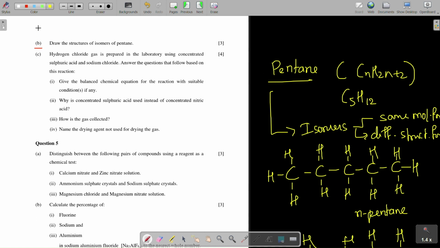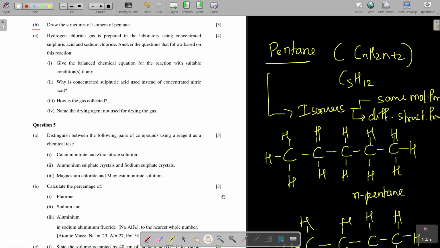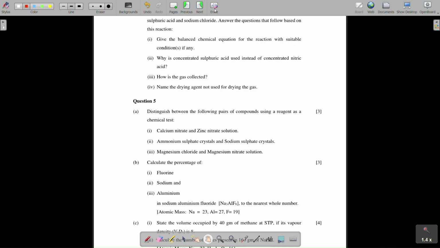Next question. Hydrogen chloride gas is prepared in the laboratory using concentrated sulfuric acid and sodium chloride. Answer the questions that follow based on this reaction. Give the balanced chemical equation for the reaction with suitable condition or conditions, if any. So 4 marks, 4 questions, so every question carries 1 mark. Okay, so I'll just write here.